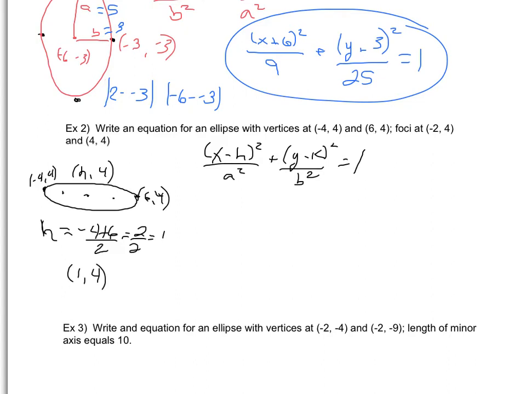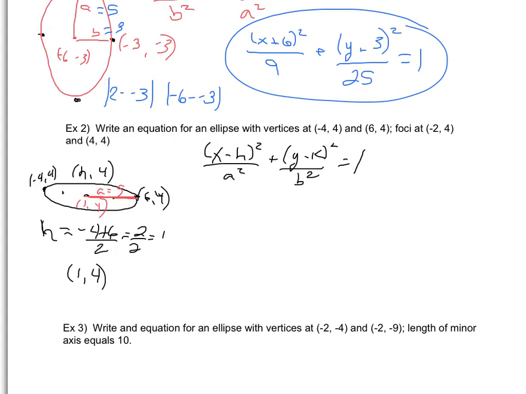Well, now I have to find my a and my b. Remember, a is the distance from the center to the endpoint on my major axis. Well, now that I know that this point here is 1, 4, I can either use absolute value, or I can say, how many spaces have I moved to go from 1 to 6? Well, I've moved a distance of 5, so I can say that a is 5.